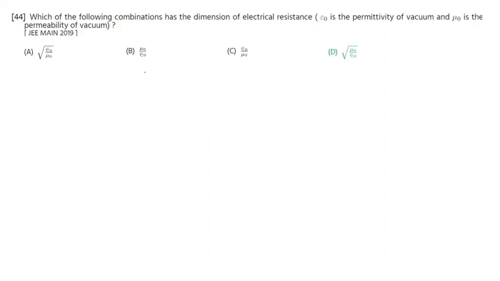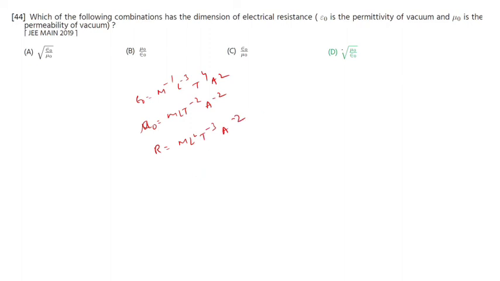Now see the next question, question number 44. Which of the following combinations has the dimensions of electrical resistance? Epsilon naught is M power minus 1 L power minus 3 T power 4 A square. And permeability is M L T power minus 2 A power minus 2. And R value is M L square T power minus 3 A power minus 2.